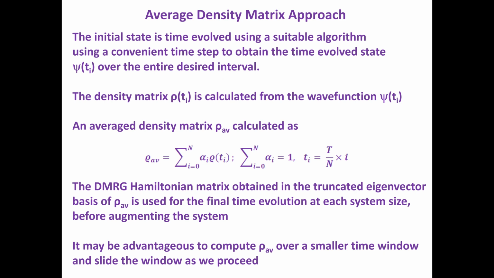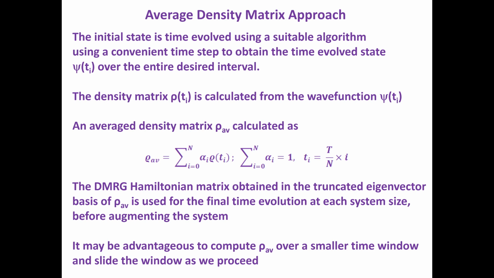Let us say you evolve it over 100 time steps. At each time step, you get the density matrix, rho Ti. Then you take a weighted average where the weights are alpha i. The alpha i sum to 1 and Ti is T by n times i. So you calculate the wave function at Ti, obtain rho i, and then you obtain the average density matrix.